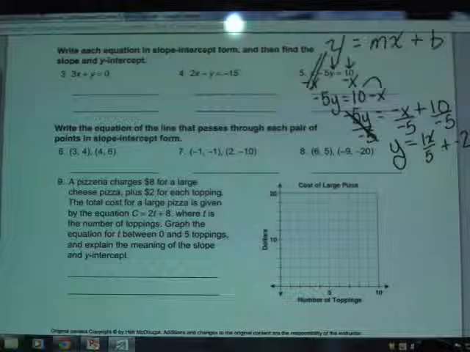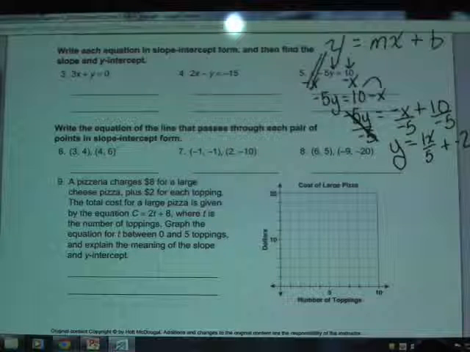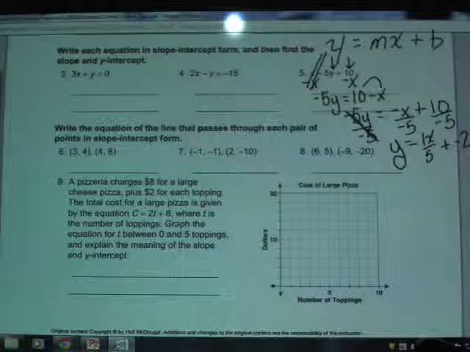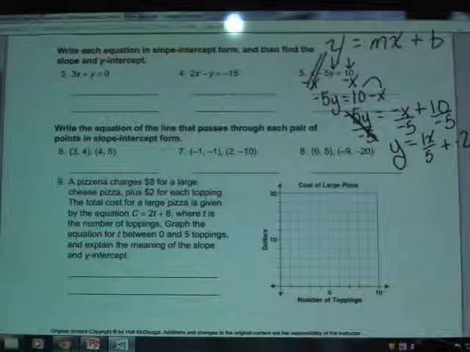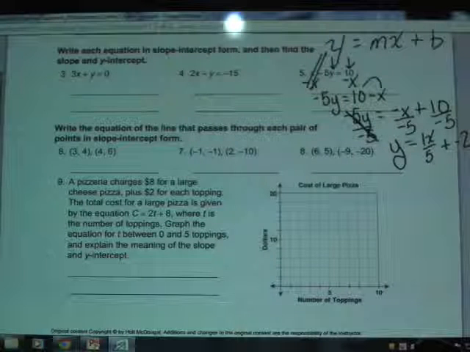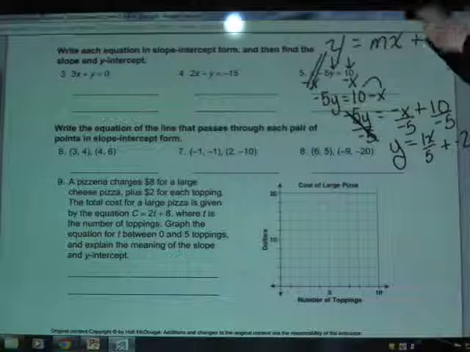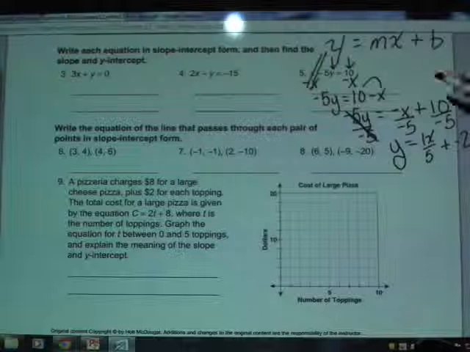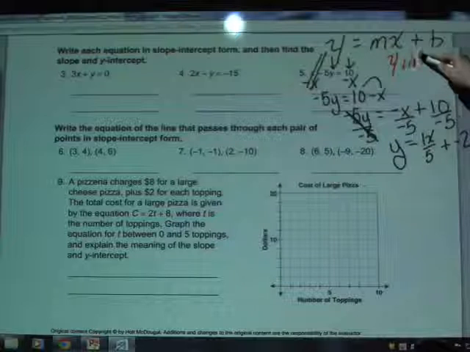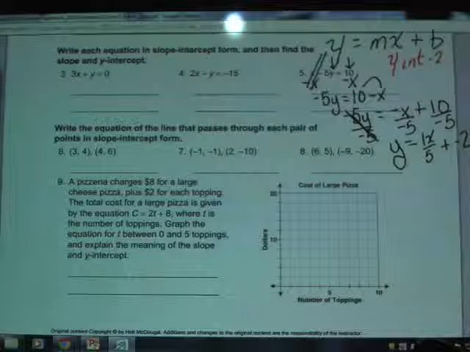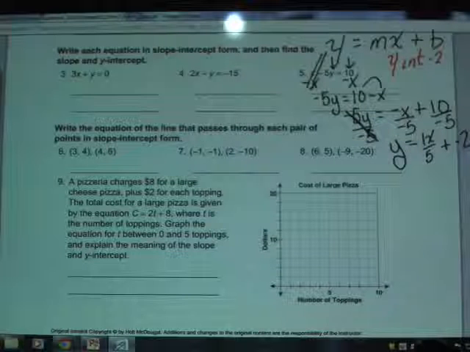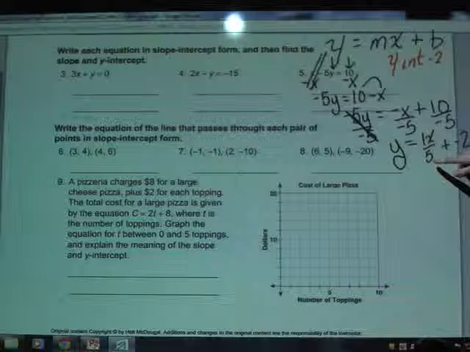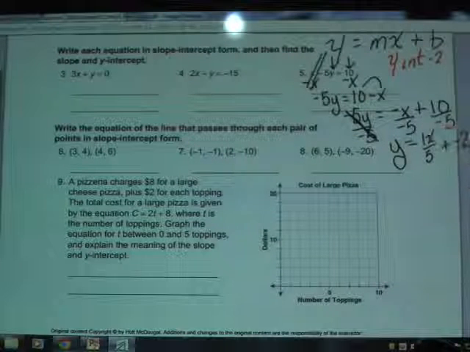Not done yet, though, because remember, the directions now not only ask me to go ahead and write that equation, but they ask me to go ahead now and identify the slope and the y-intercept. Well, the y-intercept, again, is this b number that's out here at the end, negative 2. So the y-intercept is at negative 2. So if I graph this line, it's going to go through the y-axis at negative 2. Slope here is this guy in front of x. All right, well, that's going to be this 1/5 here.